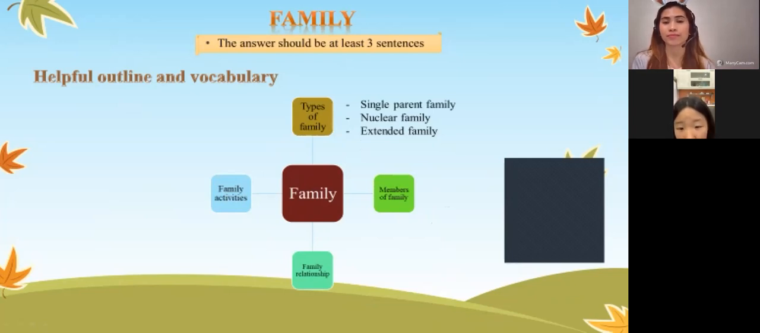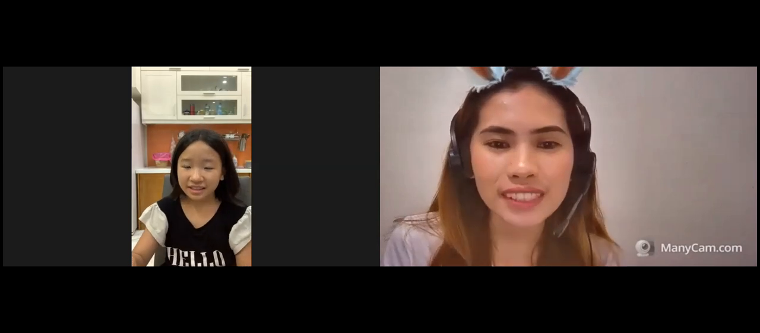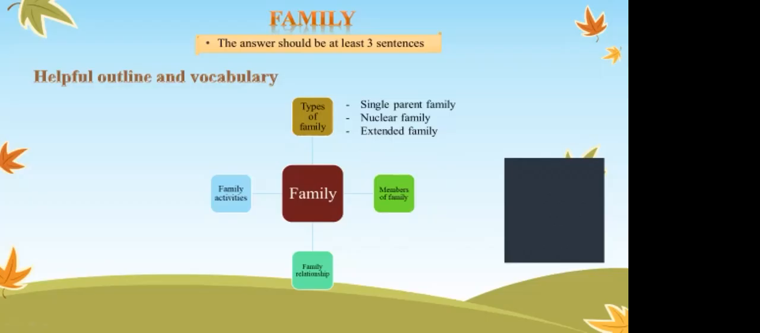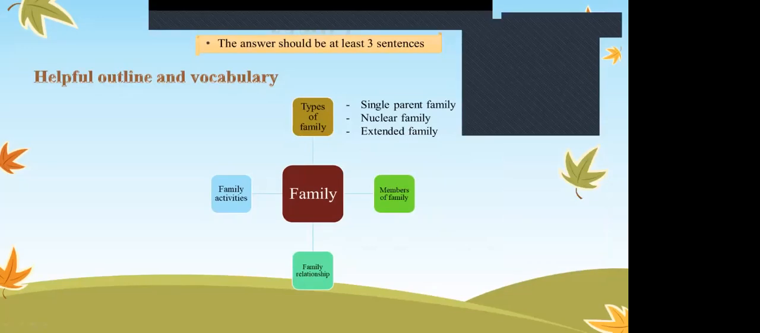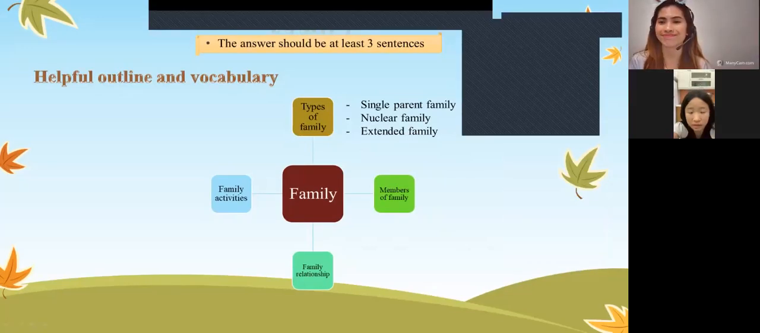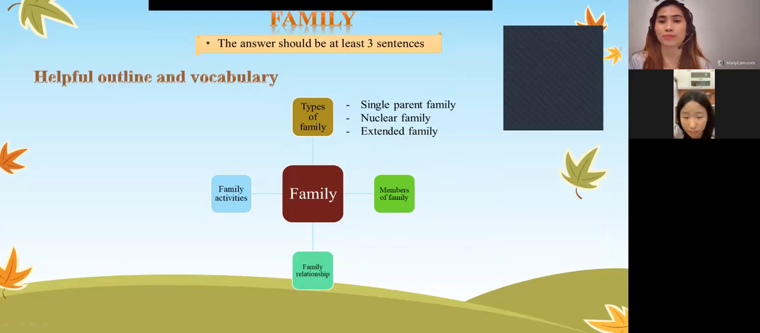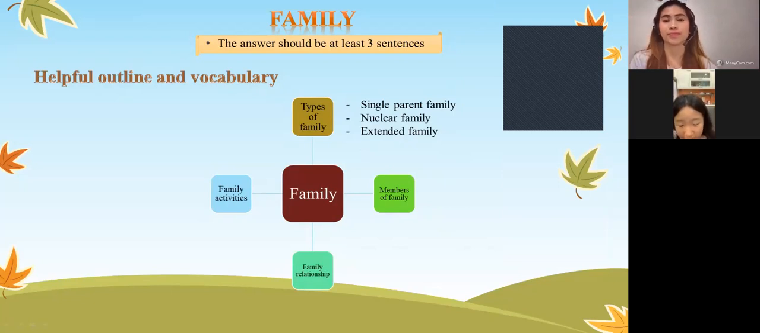Single. I can see. You can't? Okay, let's do it one more time. What are the three types of family? A single parent family. Nuclear family. Extended family. Now, I will show you a picture and then tell me what kind of family it is, okay?